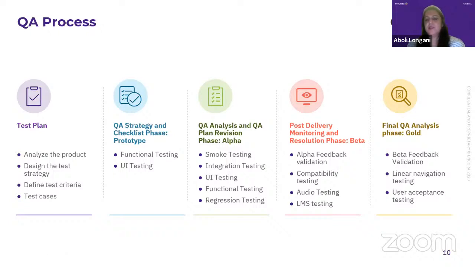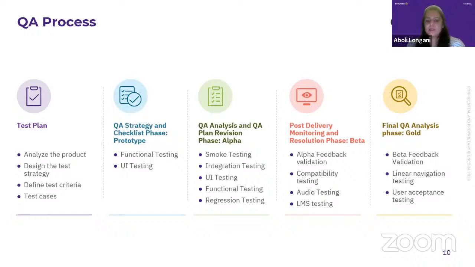Then the beta delivery. What we do in beta delivery is we validate the feedback received during the alpha phase and make the changes accordingly. We also do the compatibility testing here to ensure whether our course works across different devices and browsers and operating systems. We also verify the audio testing. We verify the different audio components, such as voiceovers and sound effects, and we see if they are functionally correct and clearly heard. Next, we do the LMS testing. So as we have seen in the earlier slide, what we check here is that the course tracks the score and status, indicating whether it is marked as complete or incomplete.